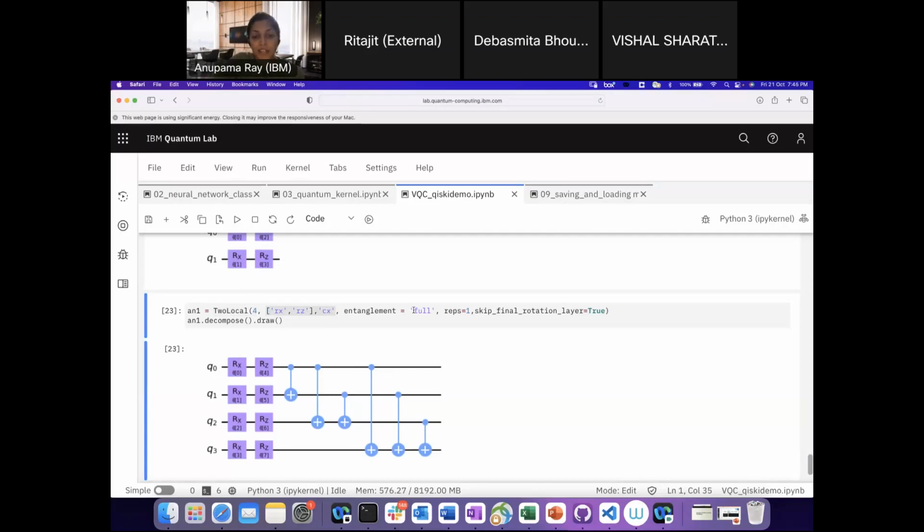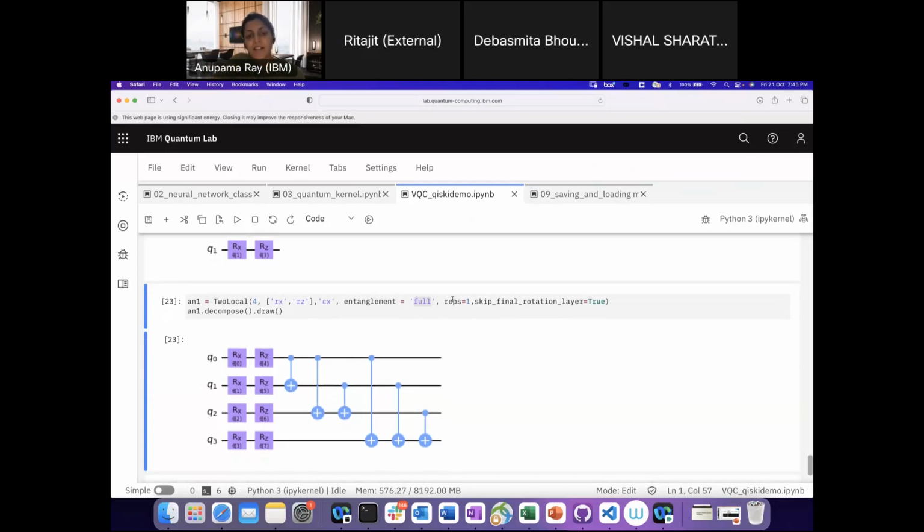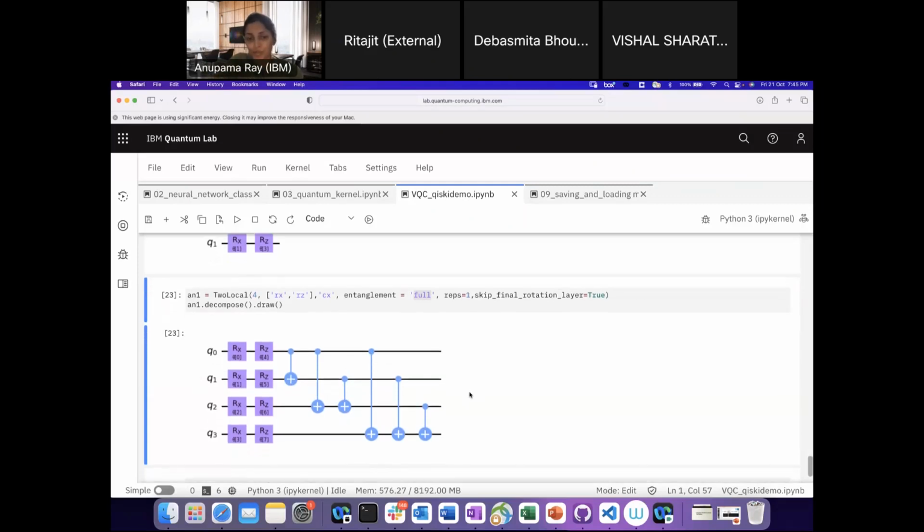And what is the type of entanglement? You can have a linear entanglement. This is a full entanglement, so every qubit is entangled to every other qubit. In a linear entanglement, this would be entangled with this, with this, with this, and so on. If you had a circular entanglement, then this with this with this with this, and then from here to here another entanglement, so a circular entanglement would be completed. And this is reps equal to 1. You can do reps equal to 2, 3, 4.